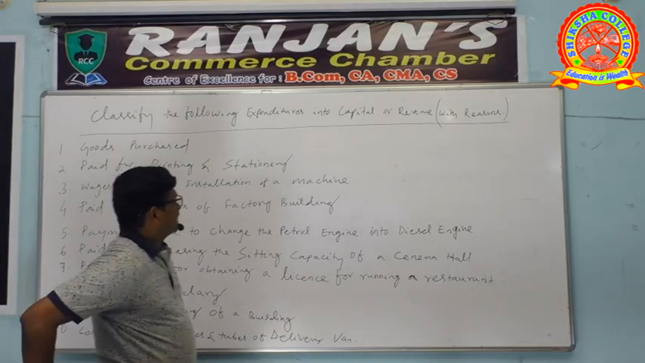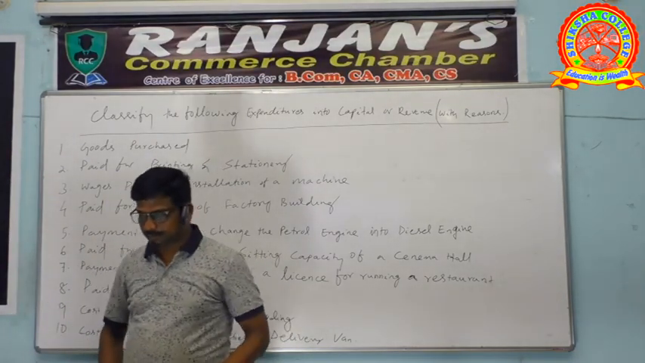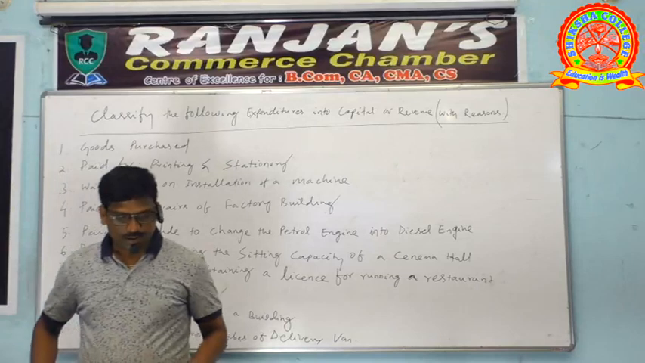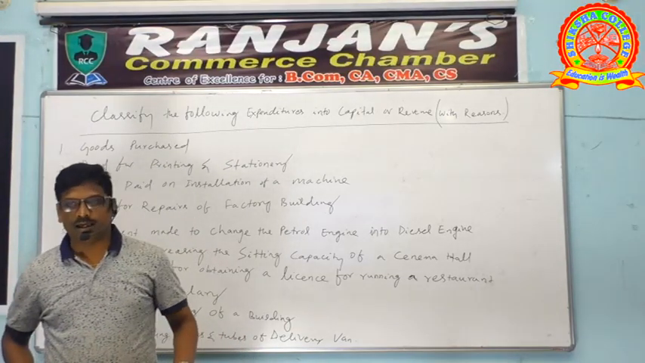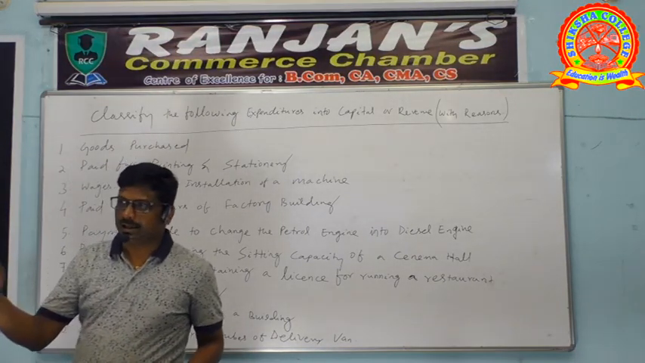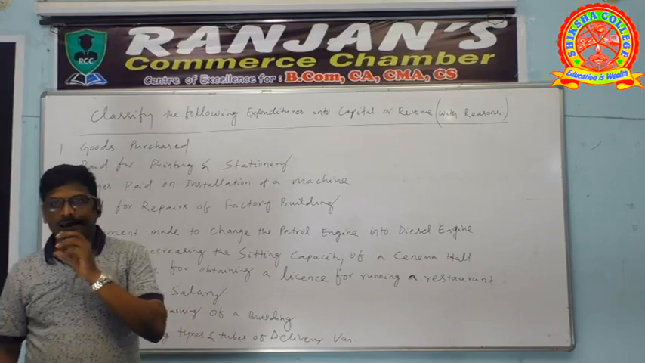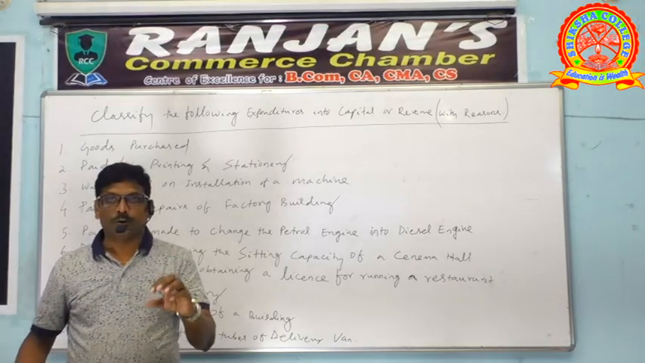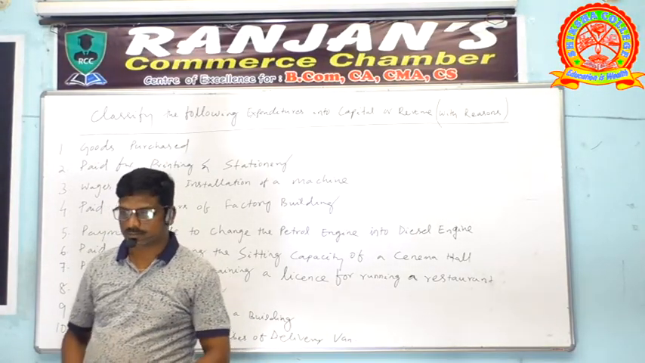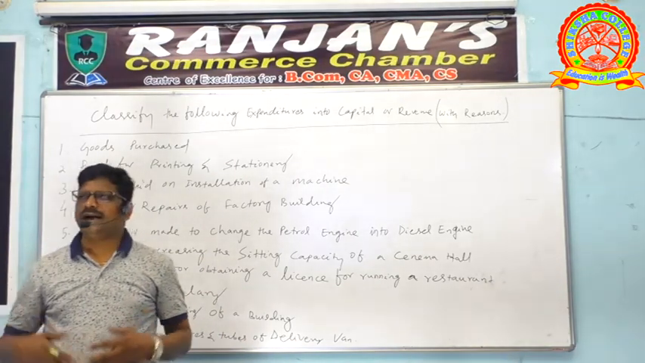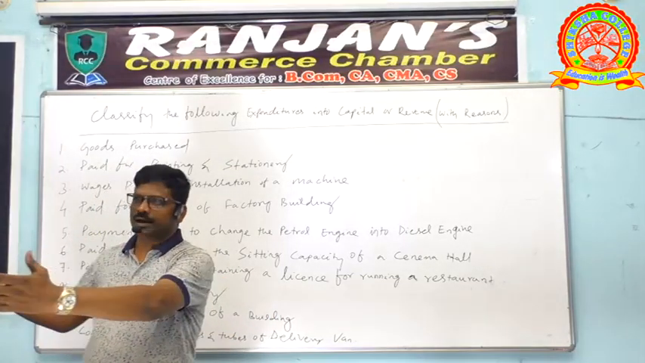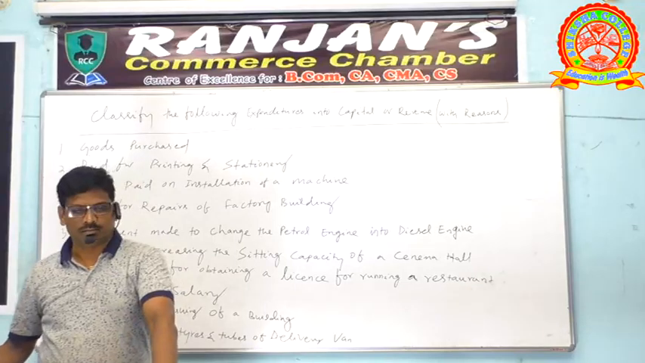Wages paid on installation of a machine. Here you must obtain a new knowledge. When we purchase a fixed asset, we incur certain expenses to make it into usable condition. You paid 2 lakhs or 3 lakhs to purchase a generator, an electric generator.